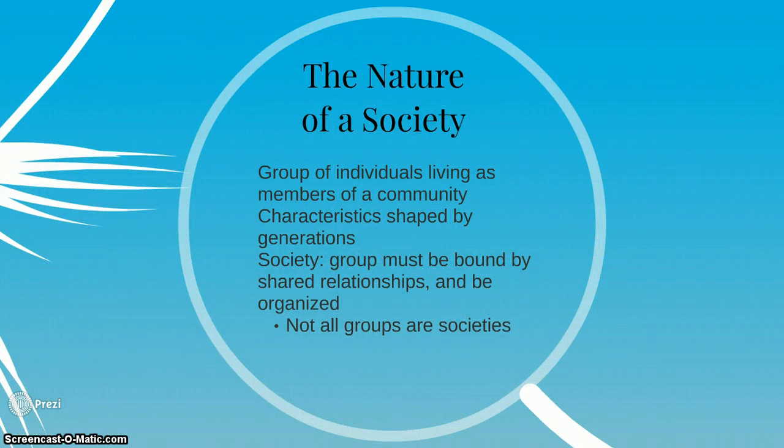The nature of a society. A group of individuals living as members of a community are a society. One of the characteristics of society is that it's shaped over several generations. A society is a group. A society must be bound by shared relationships and be organized. Not all groups are societies.